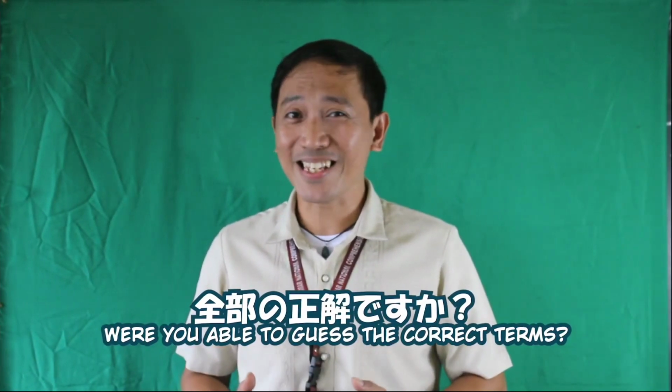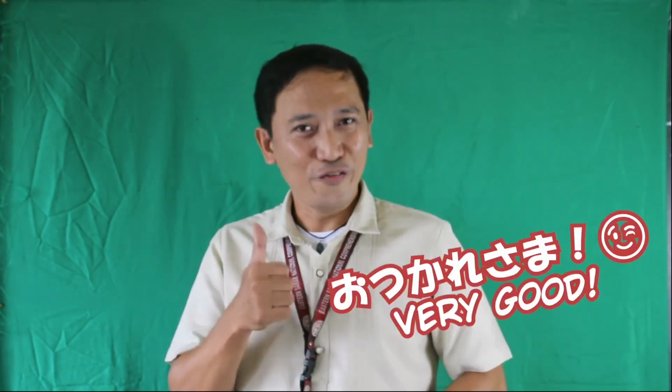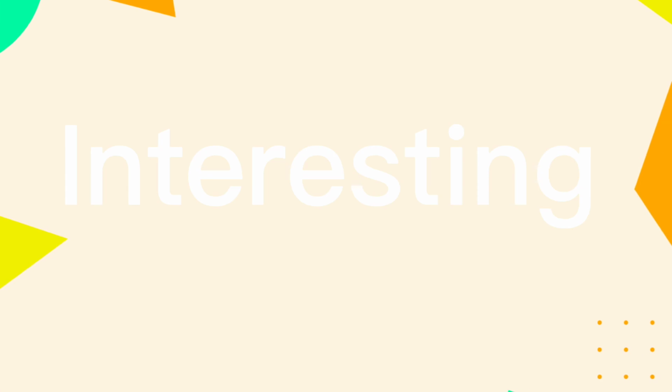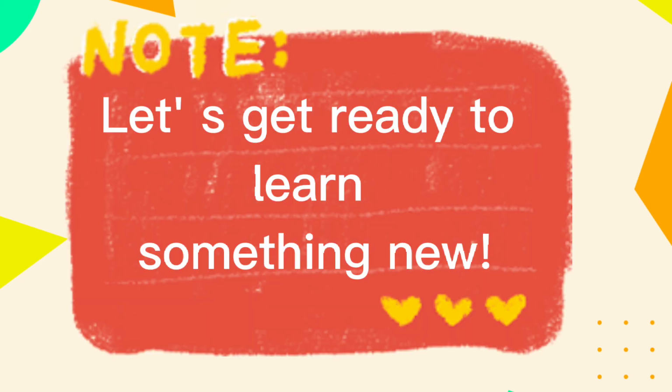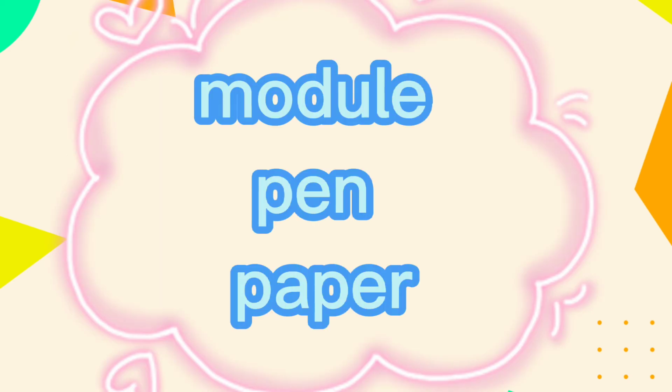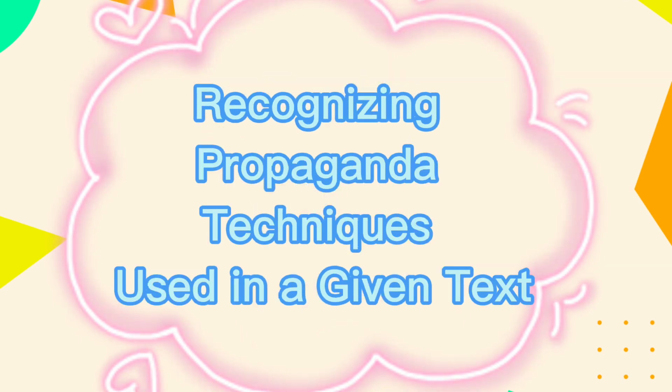Were you able to guess the correct terms? I'm sure you will find this topic interesting as you create your biases and stand on what you think is right. Let's get ready to learn something new. Make sure you have your module, your pen and paper, so you can take notes and follow the lesson. For today's discussion, we will talk about recognizing propaganda techniques used in a given text.